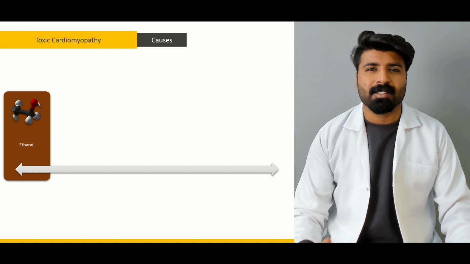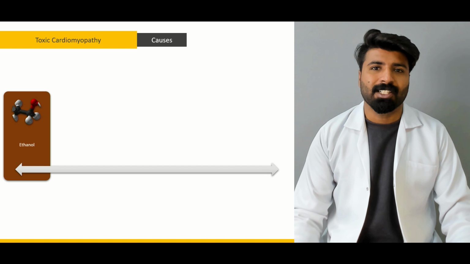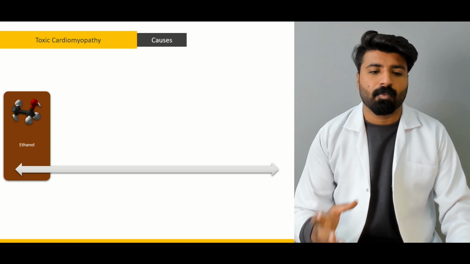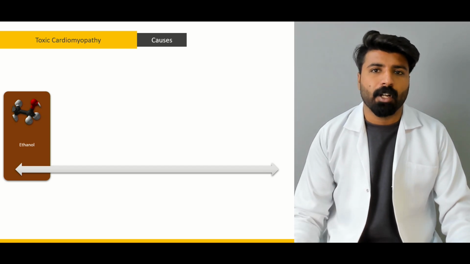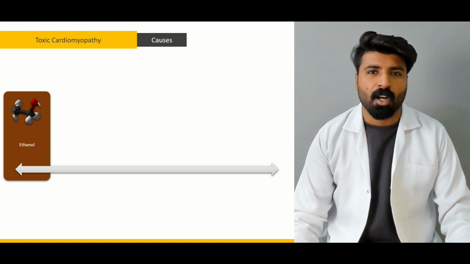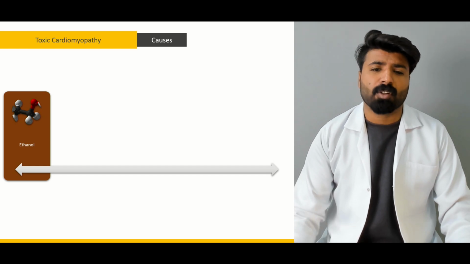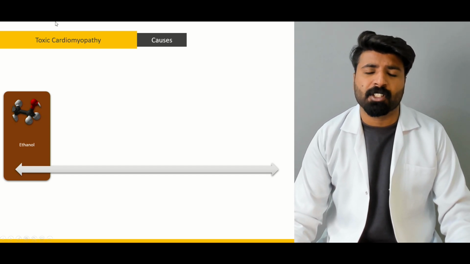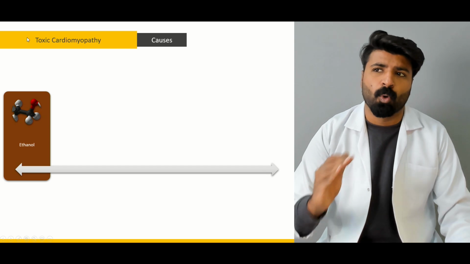But what else does it cause? Its products, when ethanol is broken down into its products, even those products have a negative inotropic effect on the heart. And this toxic cardiomyopathy occurs when a patient keeps consuming alcohol for more than 10 years.